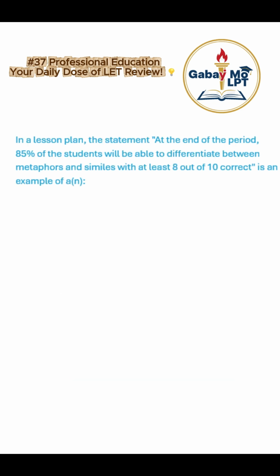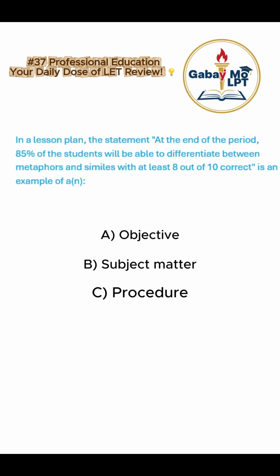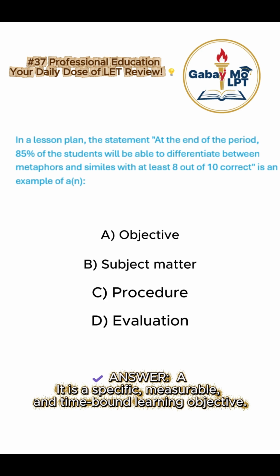In a lesson plan, the statement "At the end of the period, 85% of the students will be able to differentiate between metaphors and similes with at least 8 out of 10 correct" is an example of a: A. Objective. B. Subject matter. C. Procedure. D. Evaluation. Answer: A. It is a specific, measurable, and time-bound learning objective.